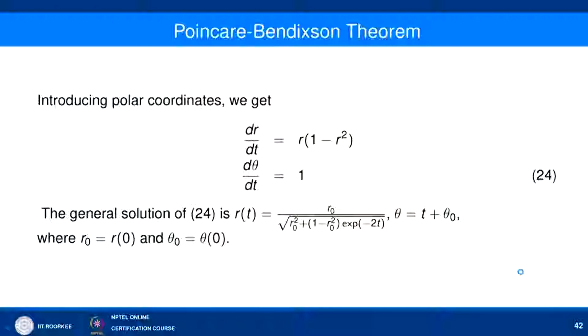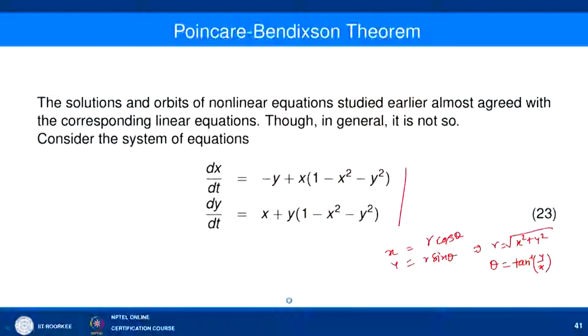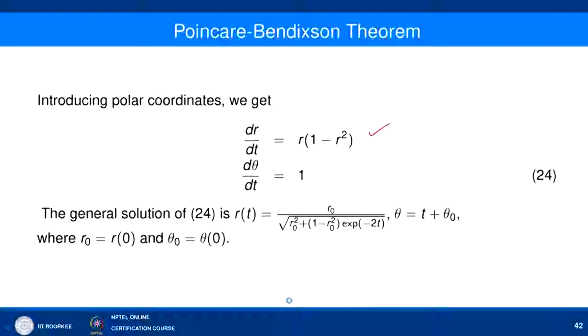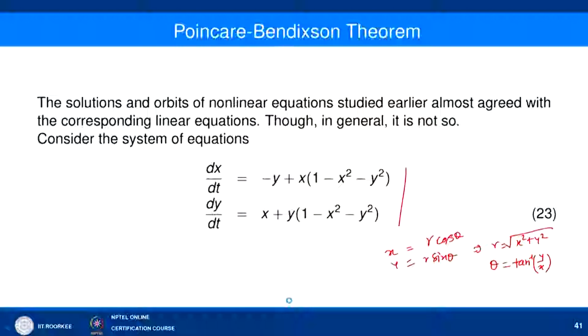Introducing the polar coordinate system, we claim that the equations given in 23 may be written as dr by dt equal to r into 1 minus r square and d theta by dt equal to 1. Let us spend some time on this. Here we need to find dr by dt. If you look at r square equal to x square plus y square and tan theta equal to y by x here.